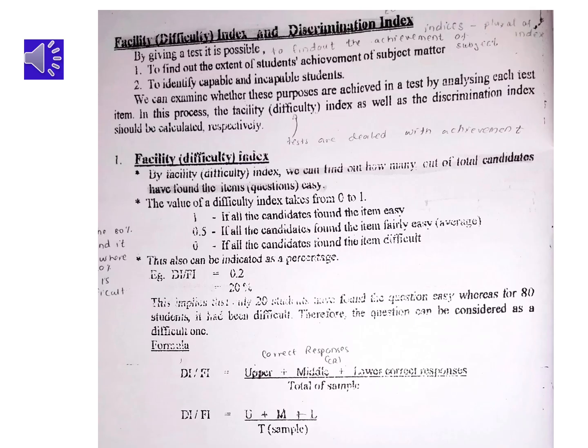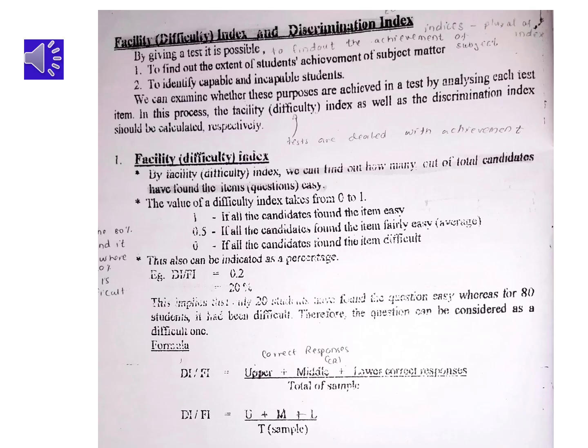Now we'll go through this. Facility means easy, remember, easy. If something is easy, it's not difficult, right? Either facility or difficulty, that's why it's within brackets. Facility or difficulty index and discrimination index. Now we'll go through the note.